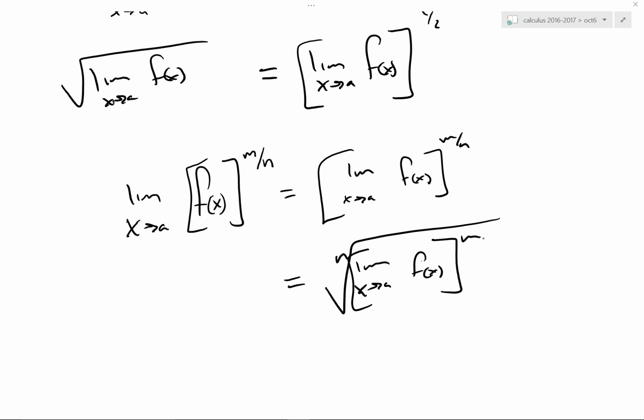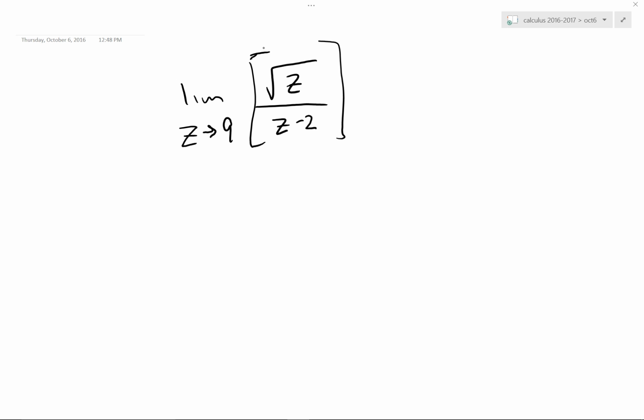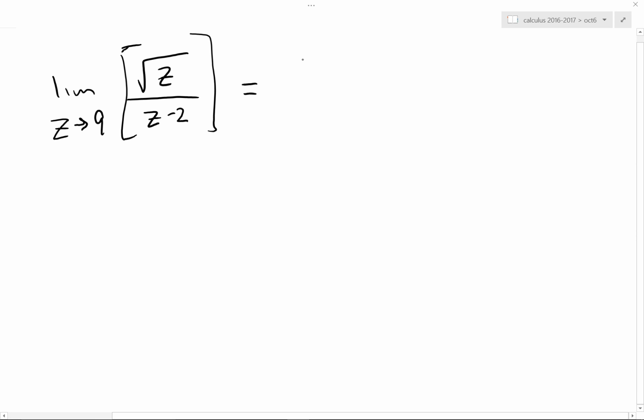Now, let's try finding some limits, shall we? Using the laws. So watch this one right here. Tell me what you think. It is the limit as z approaches 9 of the square root of z over z minus 2. So if you look at this thing, the overarching principle here is, we're doing division, are we not? So we know that this is equal to this. And yes, this is how we're going to do it. Slowly and surely, one step at a time as we're practicing.